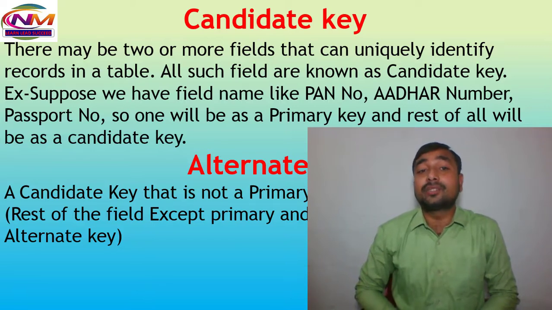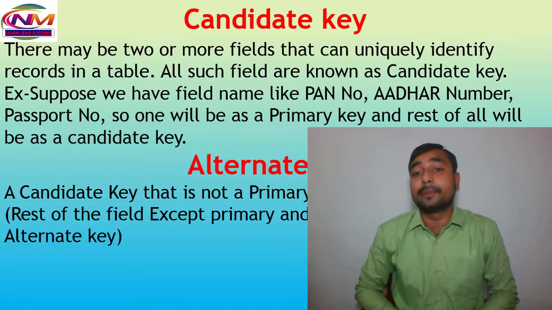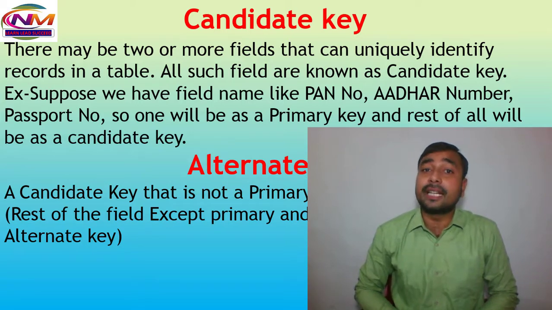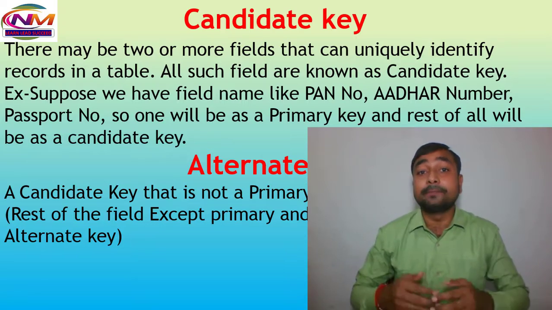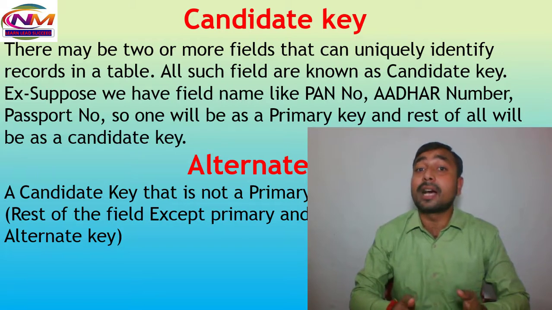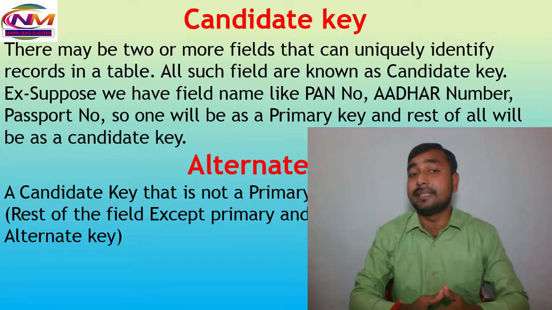Suppose that in class, when students are going to perform their board exam, at that time they are asking about their Aadhaar number, and at the same time school is also maintaining the record of their registration number. So these two fields will be considered as candidate keys, which we have not selected as a primary key. So those fields which have the capability to store the unique value but are not selected as a primary key are known as candidate keys.